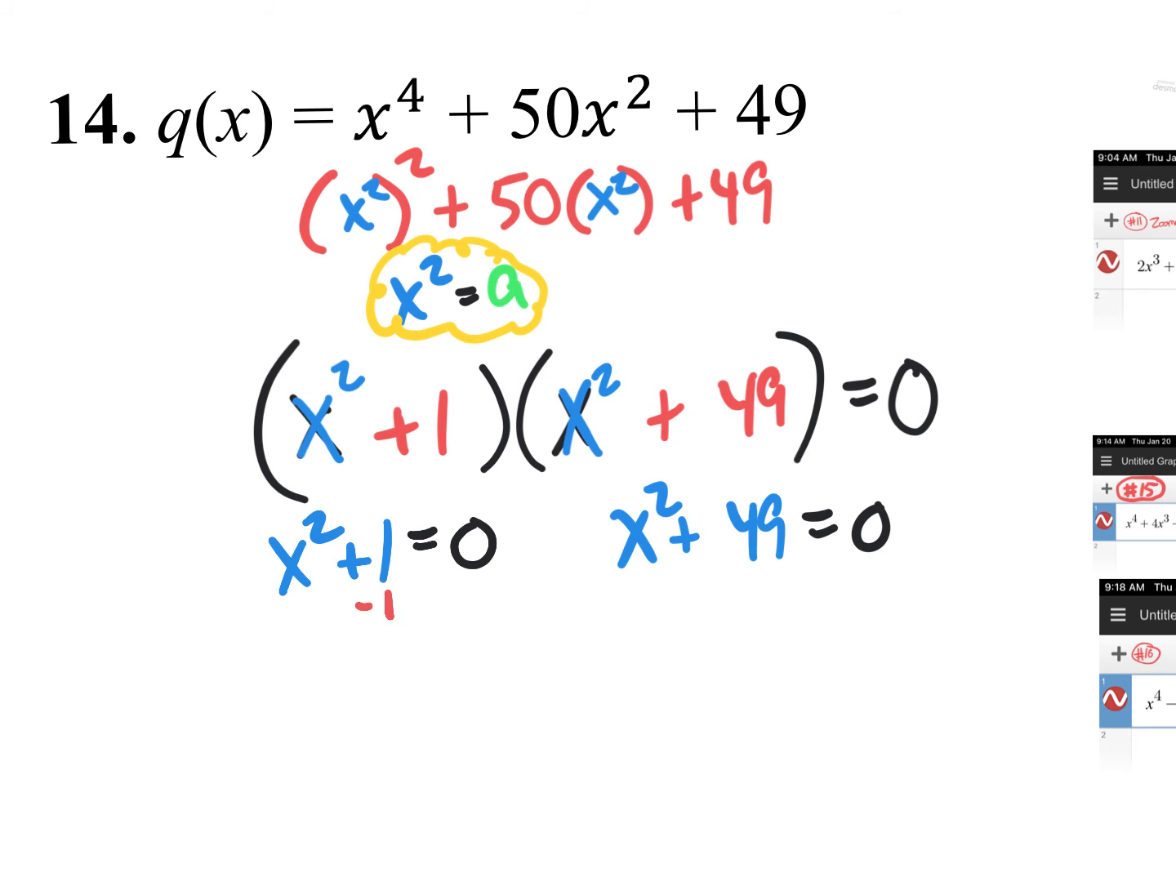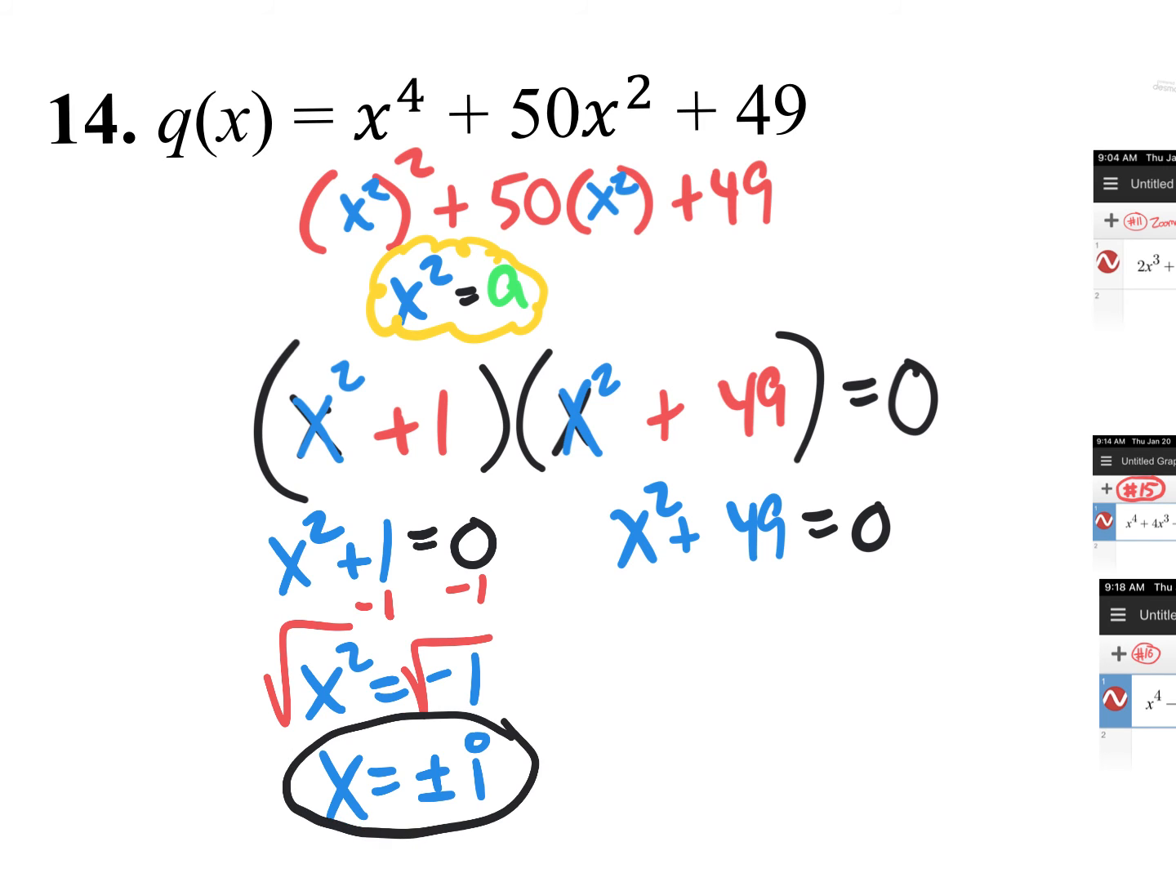So we're going to subtract 1. You will have x squared equaling -1. And to get rid of a square, we apply a square root. So we have our answer x equals, whenever you apply a square root, you have to put a plus or minus in front of your answer. And this is what? i. Because the square root of -1 is i. I hope you guys remember that. So technically we have 2 imaginary answers right here.